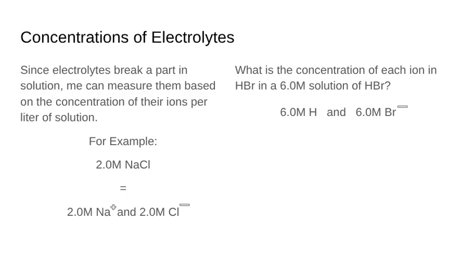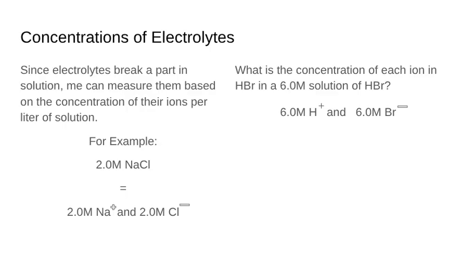Next, it's important to consider the concentration of electrolytes, because electrolytes, especially strong electrolytes, will break apart in solution. So this means, for example, if we had 2 molar sodium chloride, because it's a 1-to-1 ratio in that compound, 1 sodium for every 1 chloride, it would also be a 2 molar concentration of Na+ ions and a 2 molar concentration of Cl- ions.